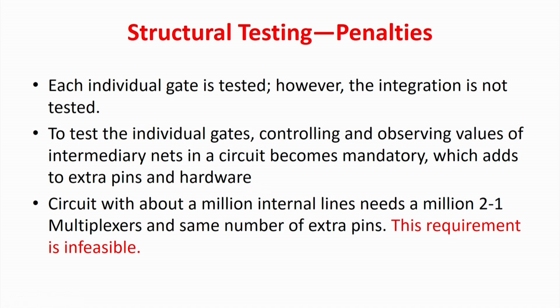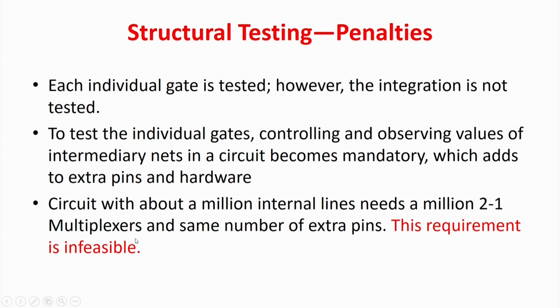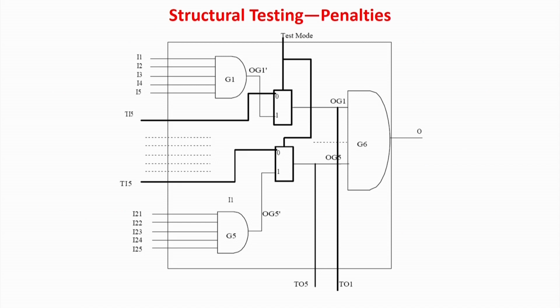This is a major problem, that how do you access the internal lines, and to test internal lines, as I will show you, you will require extra pins and some multiplexing arrangements. So, for each individual internal line which has to be controlled and observed, you have to put some extra circuits. So, a circuit with 1 million internal lines requires some million amount of multiplexers and large number of extra pins. So, that is actually a killing point. With an example I will show you.